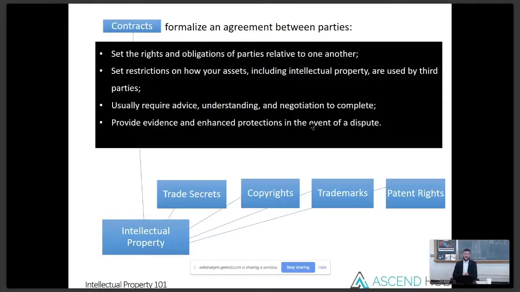Now, they also provide enhanced evidence and enhanced protections in the event of a dispute. And there are a lot of ways that contracts are written to ensure that certain federal laws and certain state laws apply to the contracts. So if you see a contract that seems overly wordy or overly lengthy, it's sometimes for the reason that they're using special words to trigger special remedies in court.